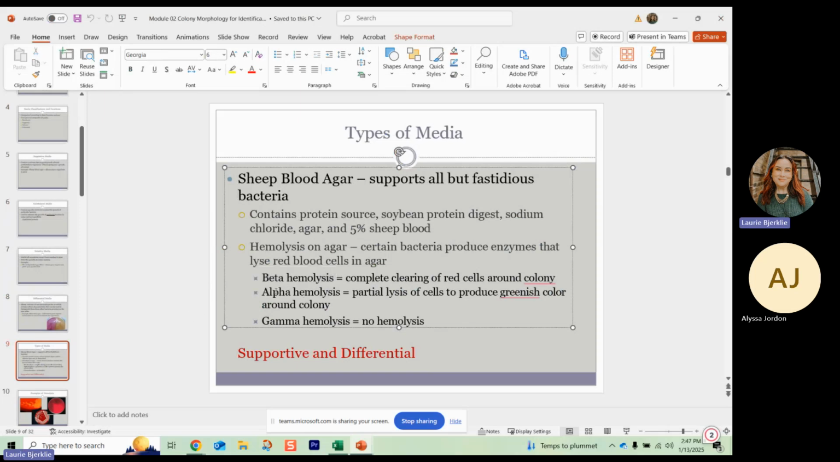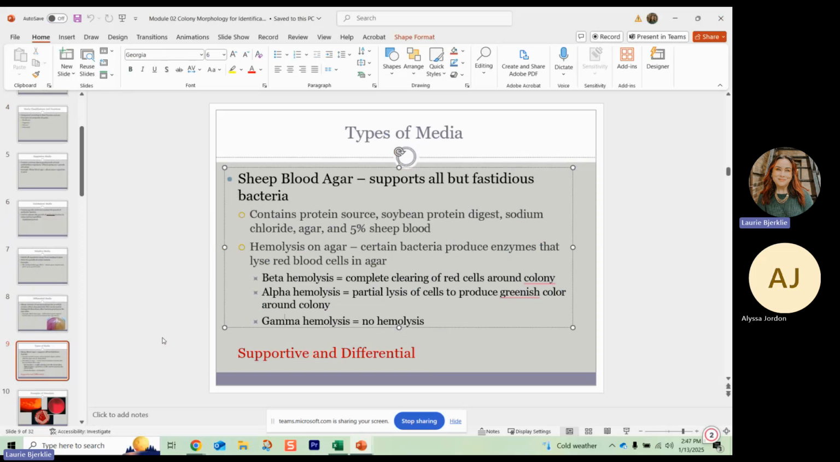Whereas there's some bacteria that do alpha hemolysis. They partially lyse the cells. They don't fully wipe them out around the colony. They partially do, and as a result, it gives it a green look to it. And then gamma hemolysis means nothing. They did not do this at all. The agar is left alone.